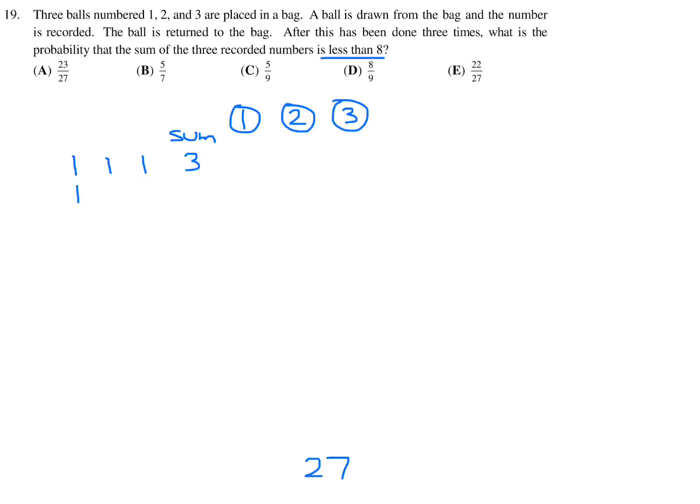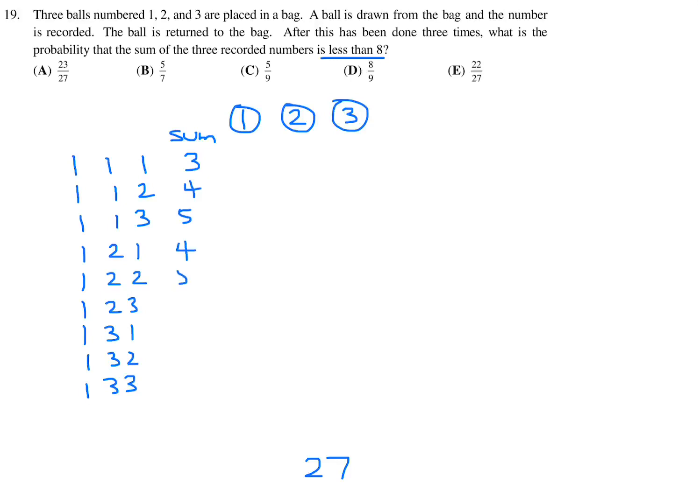There's going to be 9 that start with 1 as your first ball, like this. 1, 1, 1, 1, 1, 2, 1, 1, 3, 1, 2, 1, 1, 2, 2, 1, 2, 3, 1, 3, 1, 1, 3, 2, and 1, 3, 3. And we can add up the sums. 3, 4, 5, 4, 5, 6, 5, 6, and 7.